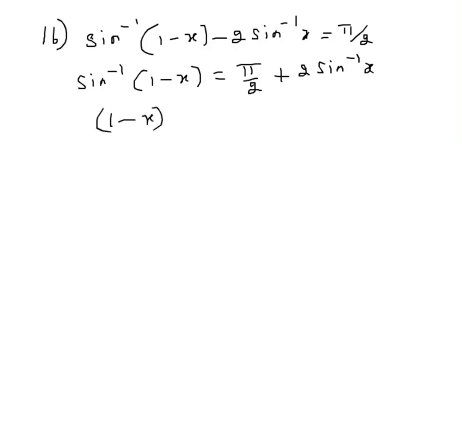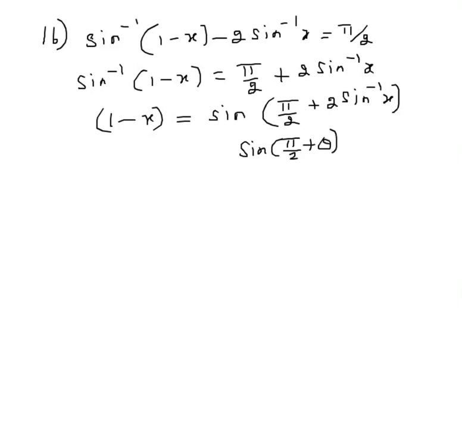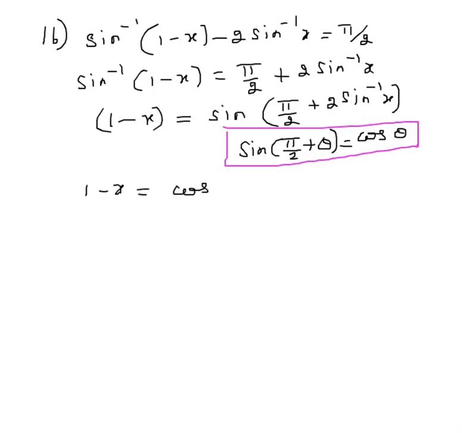Now taking sine on both sides, it becomes sine of pi by 2 plus 2 sine inverse of x. Let us use the sine of pi by 2 plus theta formula. Pi by 2 plus theta is a second quadrant angle. In the second quadrant, sine is positive, but for pi by 2 we change the ratio, so it becomes cos theta. One minus x is equal to cos of 2 sine inverse of x.